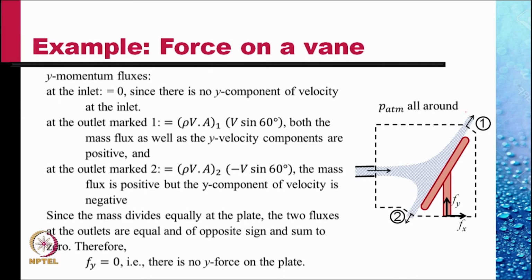So the net efflux across the whole of the control surface is 0. And so the net external force Fy is 0. There would be no force in the vertical direction due to this jet of water playing on this vane.